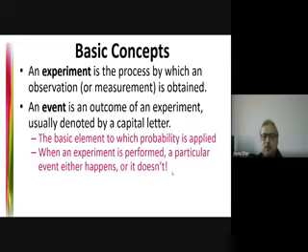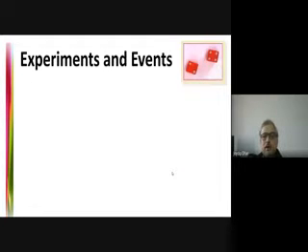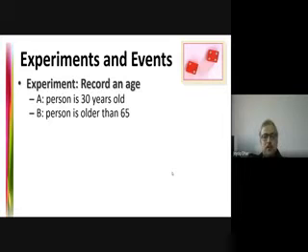Say in the case of tossing a coin, head is our event. We can get the head, or we can get the tail, meaning not head. So that particular event either happens or it does not. Another example of an experiment is recording an age. I'm recording the age of different people. Say A is a person who is 30 years old, and B is a person older than 65, so the age of B is greater than 65.